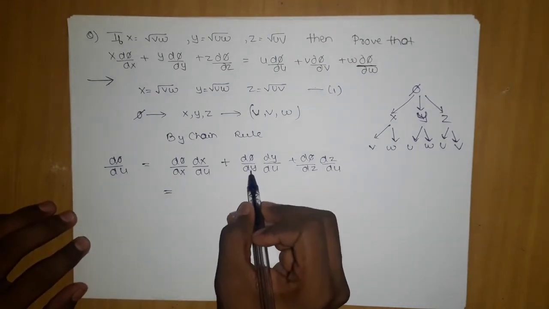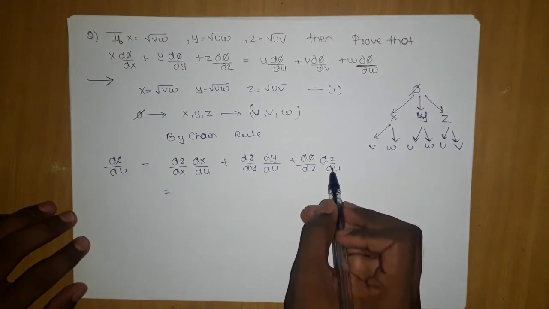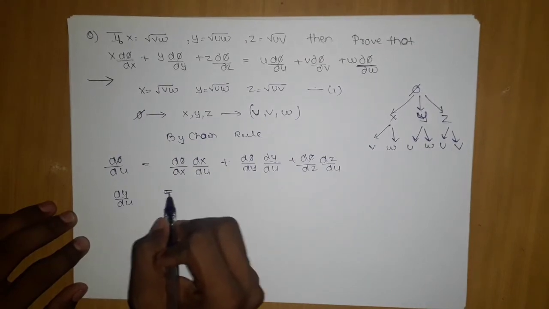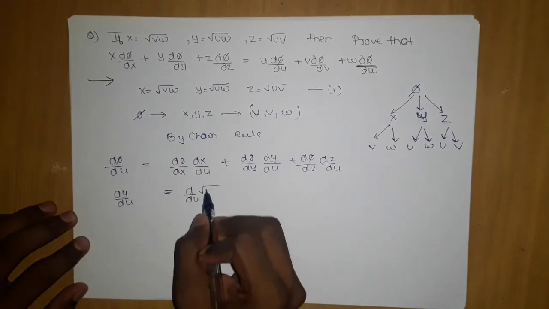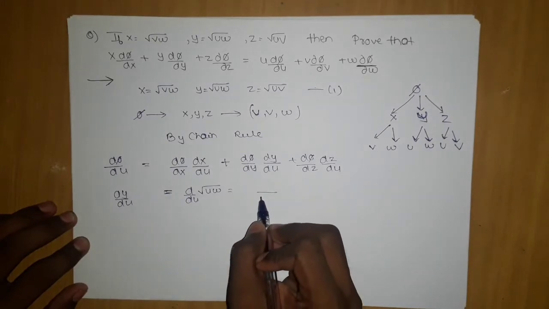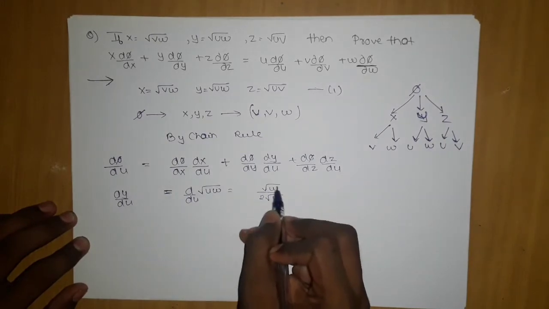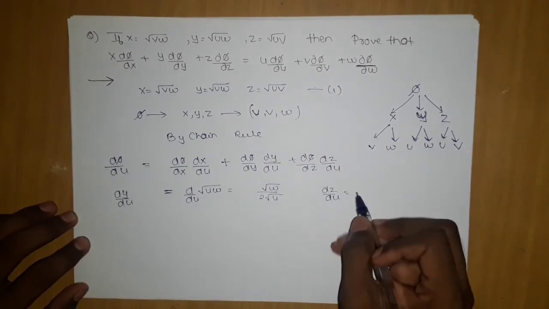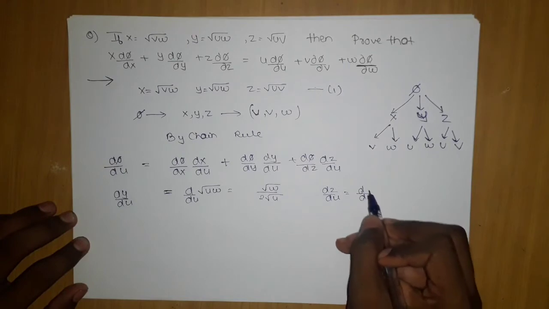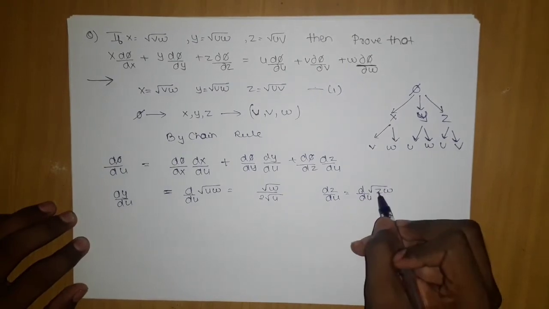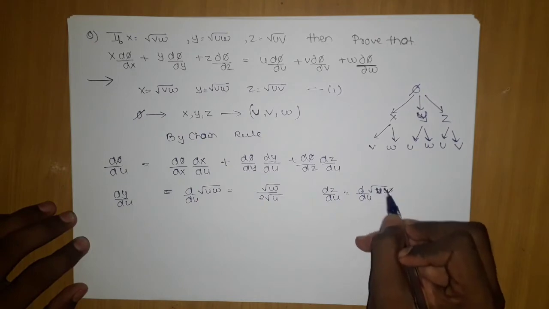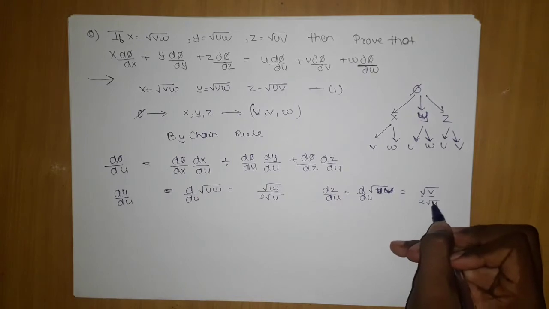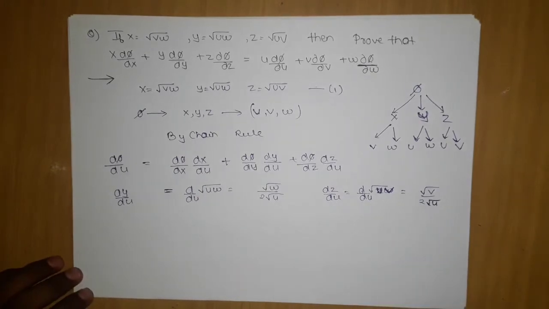Okay, writing dou phi by dou u, we need to find dou y by dou u, dou z by dou u. So dou y by dou u will be what? It will be d by dou u of under root uw, which will be twice under root u under root w. Similarly, dou z by dou u will be dou by dou u of under root zw under root uv. If you differentiate it with respect to u, we get under root v by twice under root u. So we are getting this thing, right?